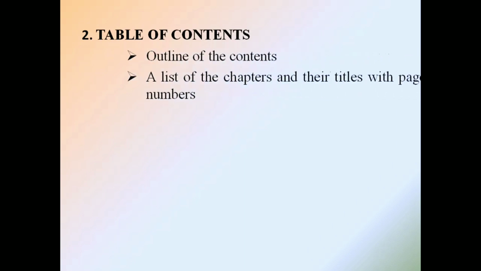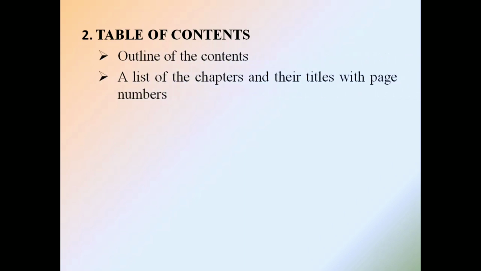Now the second component is the table of contents. The table of contents is the outline of the contents. What all has been included in your particular research report? It includes a list of chapters and titles with page numbers, so that whenever we want to go to a specific chapter or title, we can easily go there with the help of those page numbers.